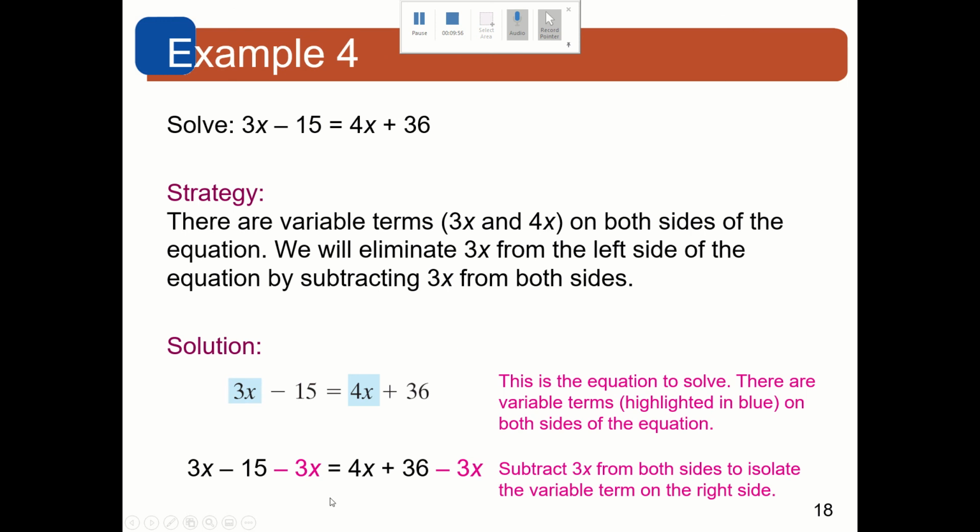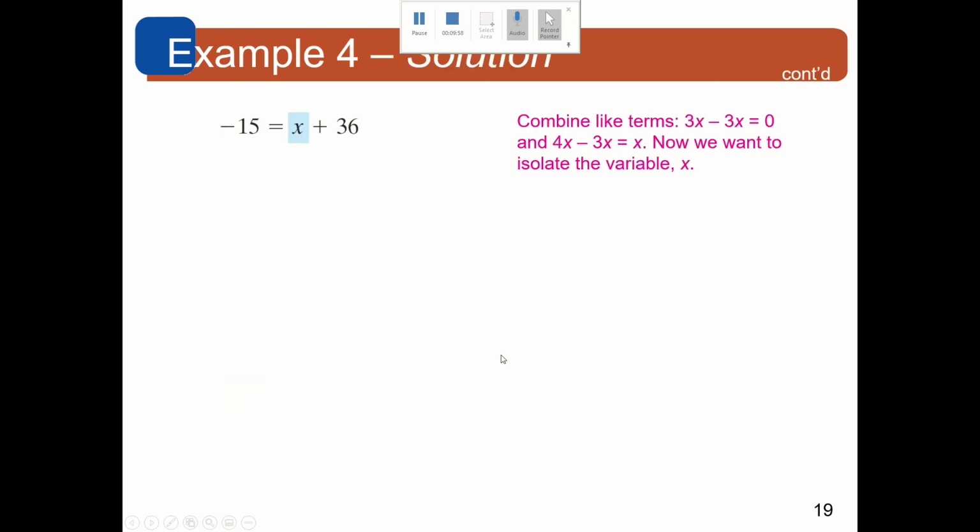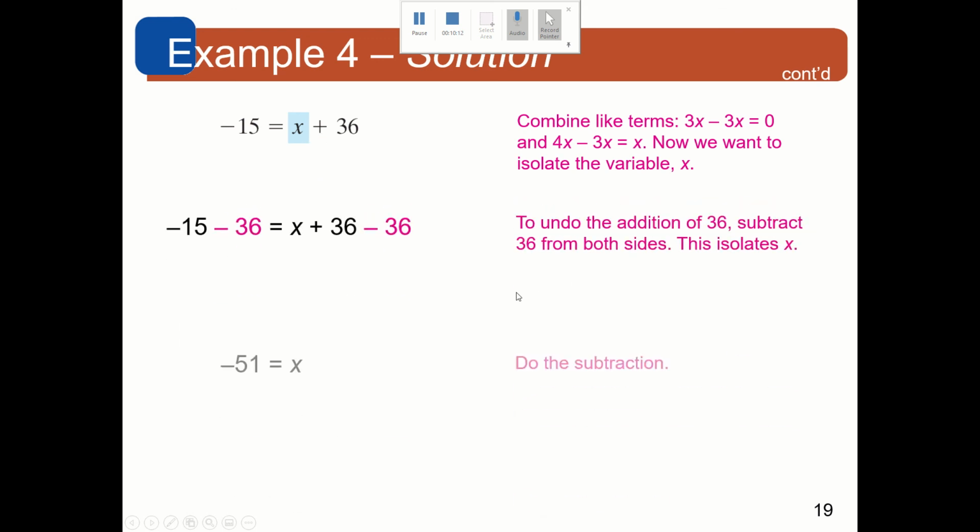Once you subtract the 3x from both sides, you end up with x plus 36 equals negative 15. And then from there, this just looks like a problem from section 2, right? All we have to do is subtract this 36 over. Once I subtract the 36 over, you get that negative 51 equals x.